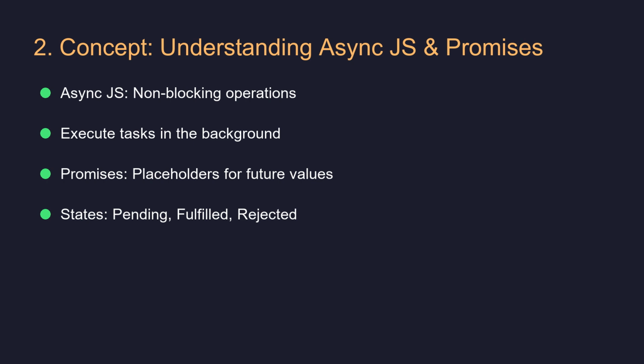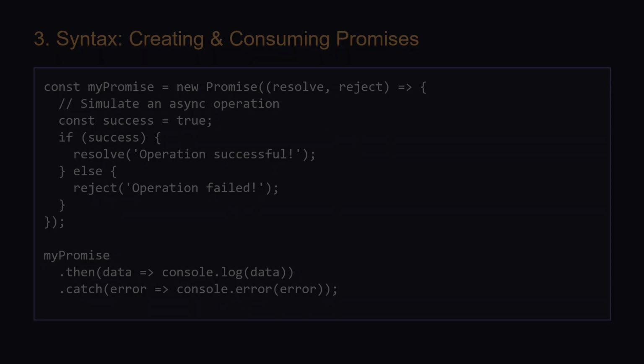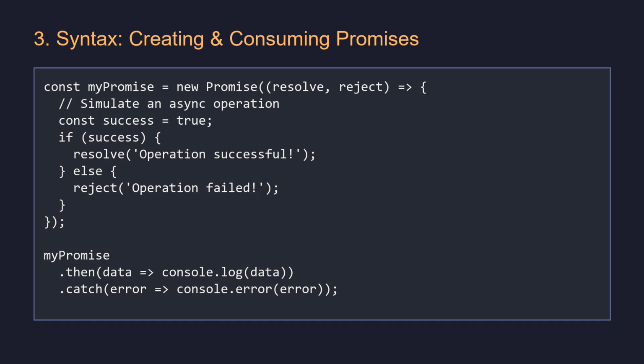Promises are special JavaScript objects that act as a placeholder for a value that will be available sometime in the future. They can be in one of three states: pending, fulfilled (success), or rejected (failure). A promise is an object representing the eventual completion or failure of an asynchronous operation.